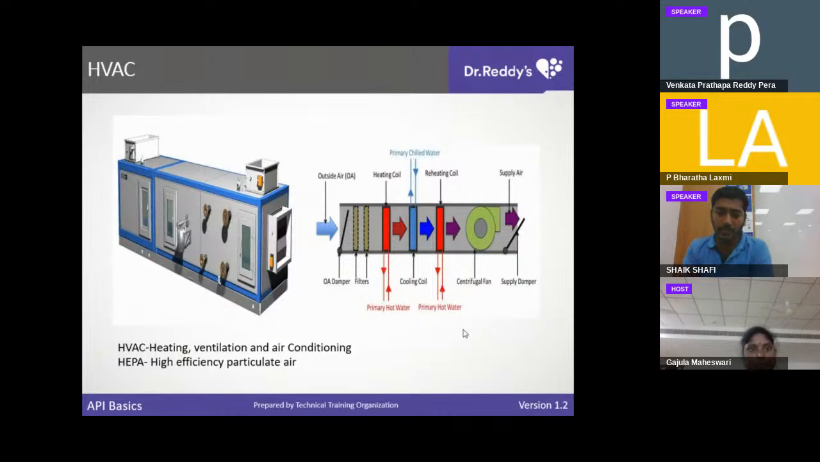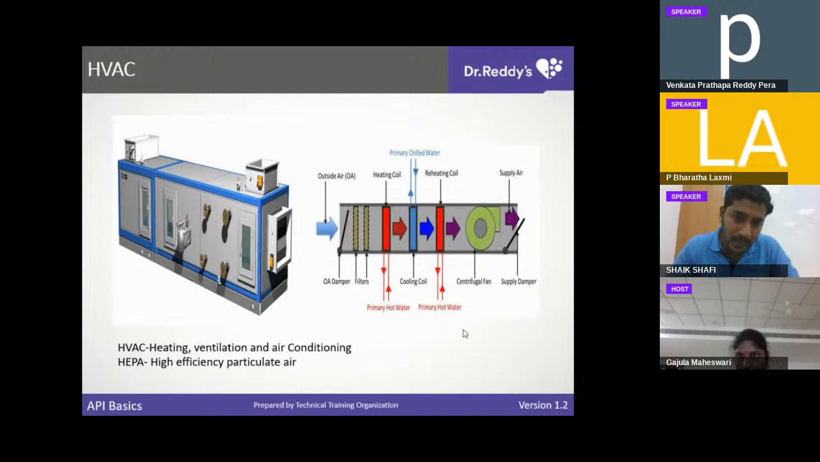So coming to our next thing, HVAC. This is actually AHU. AHU means air handling unit. We use this to supply air inside the clean room. HVAC means heating, ventilation, and air conditioning system. If you see the inside diagram of an AHU, I told HEPA, na? The abbreviation of HEPA is also here, high efficiency particulate air. Okay, and filter also you can add.